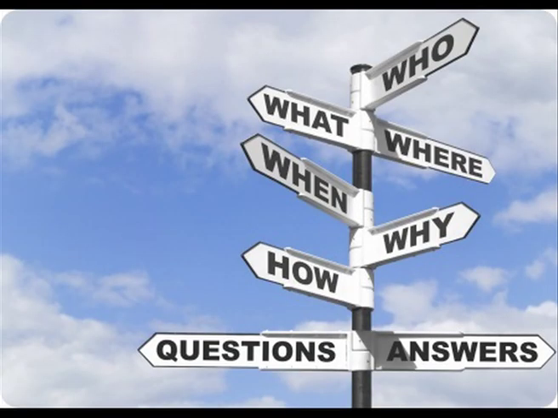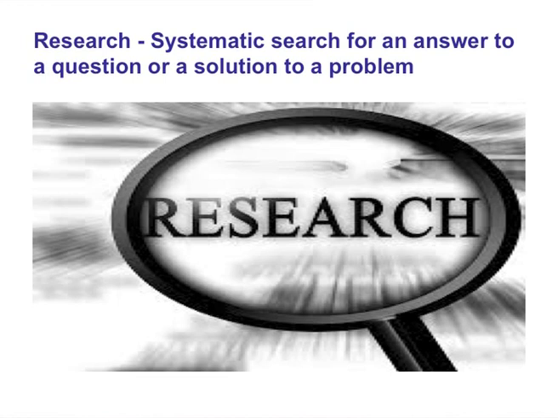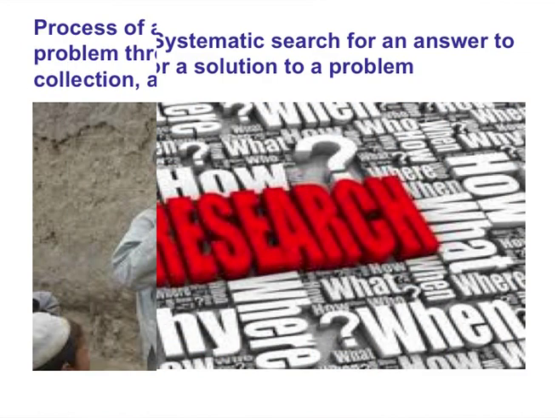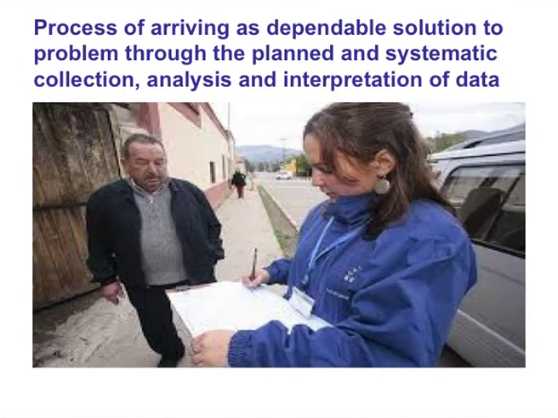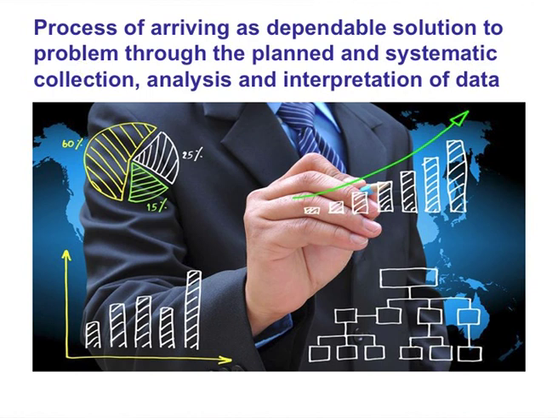Research seeks answers to certain questions which have not been answered so far and which depend upon human efforts. But research answers only those questions of which the answers are not available in literature. It seeks to solve only those questions of which the answers can be given on the basis of available facilities. Systematic search for an answer to a question or a solution to a problem is called research. It is simply the process of arriving at dependable solutions to problems through the planned and systematic collection, analysis and interpretation of data. It is one of the most effective ways of solving scientific problems.